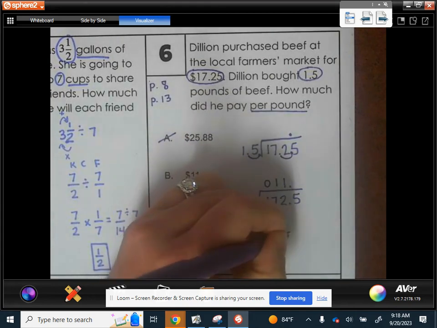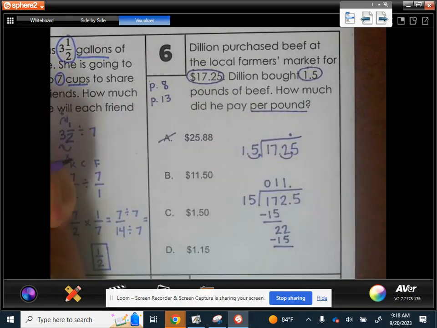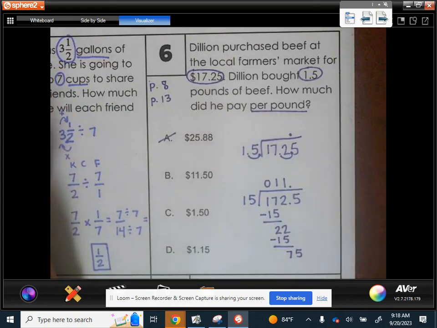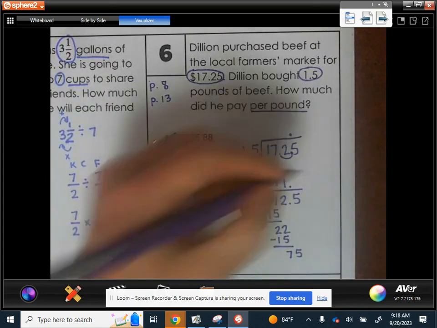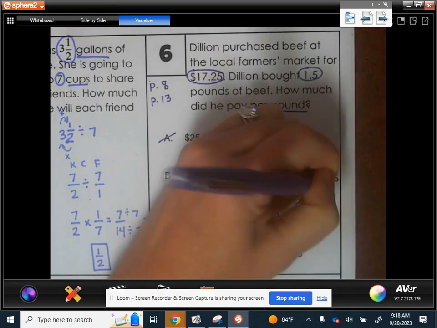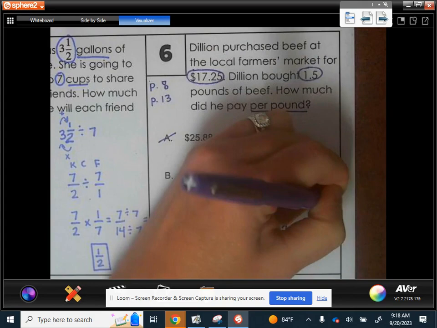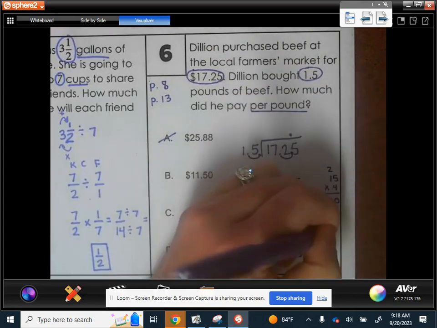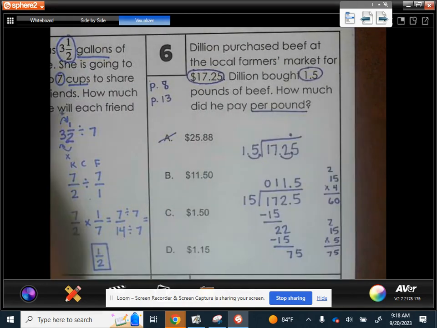15 times 1 is 15. 22 minus 15 is 7. And then I bring down that last number. 15 goes into 75 5 times. And if you're not sure, you can always try something out to the side. If I did 15 times 4, that would only give me 60. So then I could go, okay, well, maybe it goes in a 5th time. Yes, because that is 75.